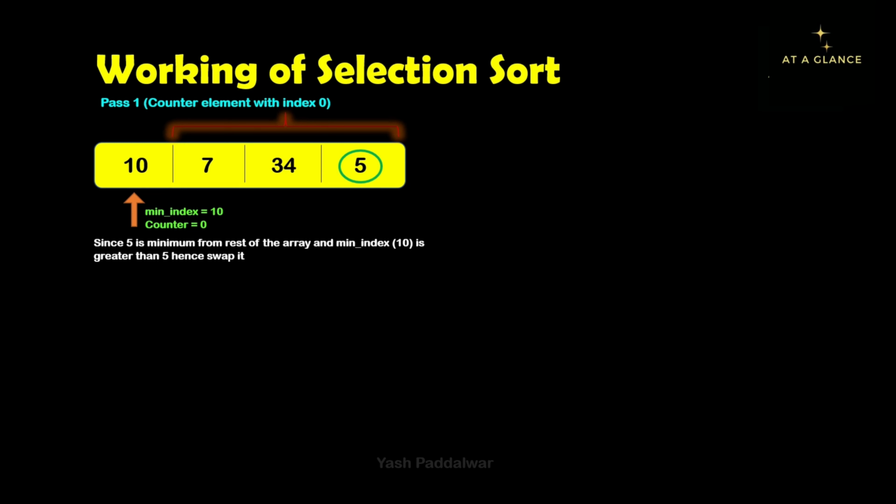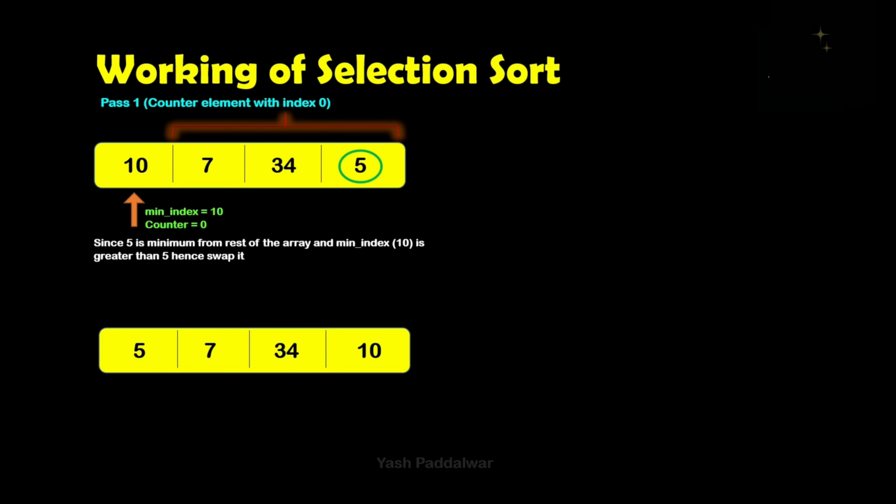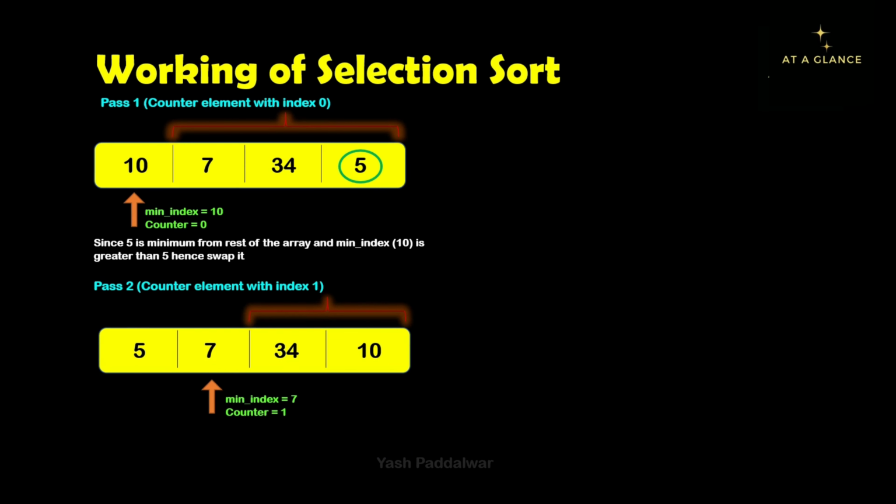Next step is to compare the minimum element with the min index. Since 5 is lesser than 10, we need to swap it. So this was all about pass 1. For the next pass, we will increment the counter and 7 will be called as min index. From the rest of the array, we have 10 as the minimum element, which is greater than the min index element. Hence, we won't swap.